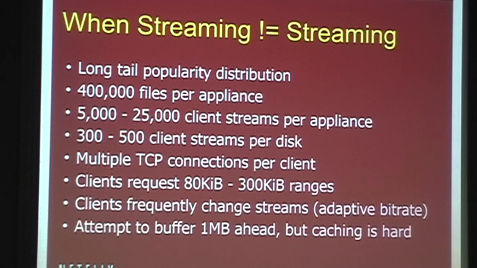With Netflix, we're talking about a very long tail popularity distribution. So content is difficult to cache. There's over 400,000 files at a 4U appliance. Each appliance serves between 5,000 to 25,000 client streams, which equates to about 300 to 500 client streams per disk.